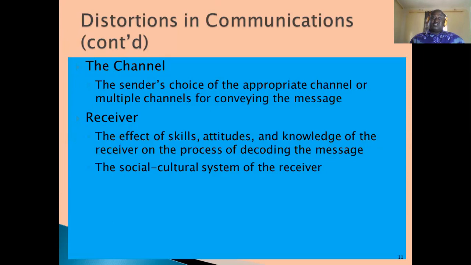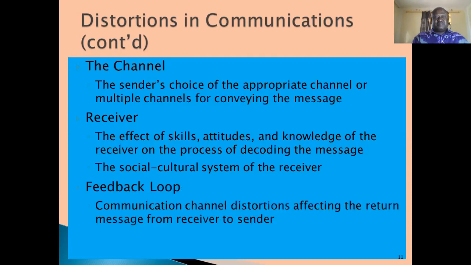The receiver can also distort communication. The effects of the skills, attitude, and knowledge of the receiver on the process of decoding the message may also affect or distort the message. Then there is the cultural system of the receiver. The receiver may have a cultural background which may not be compliant with the way the message is being sent. Last but very important about distortions is the feedback loop.